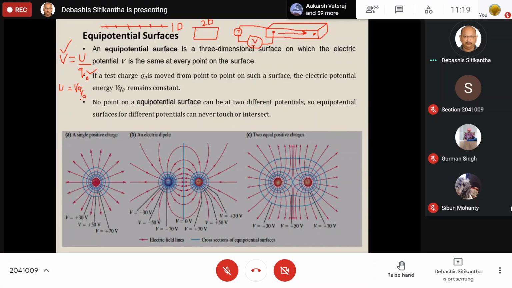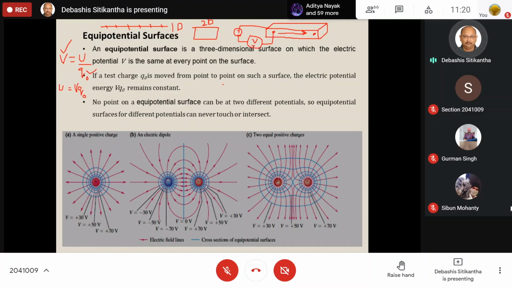Okay, clear? So since potential energy divided by Q0 is equal to the potential, and the potential is going to remain the same throughout the entire equipotential surface and Q0 remains constant, therefore the potential energy is also going to remain constant.